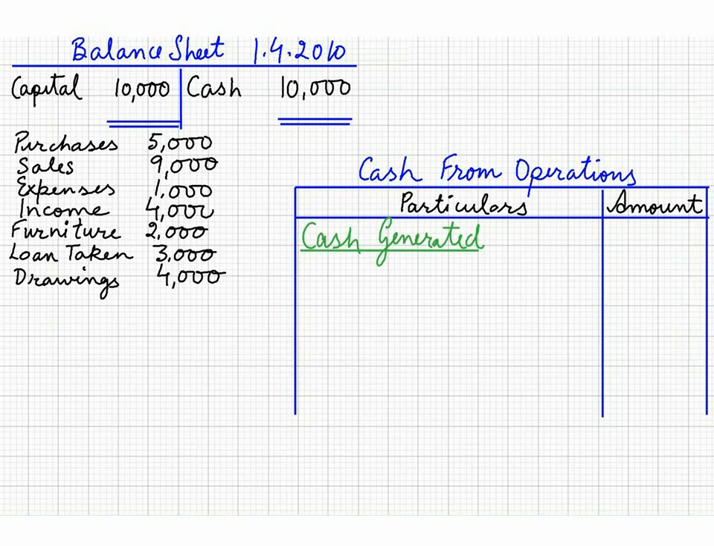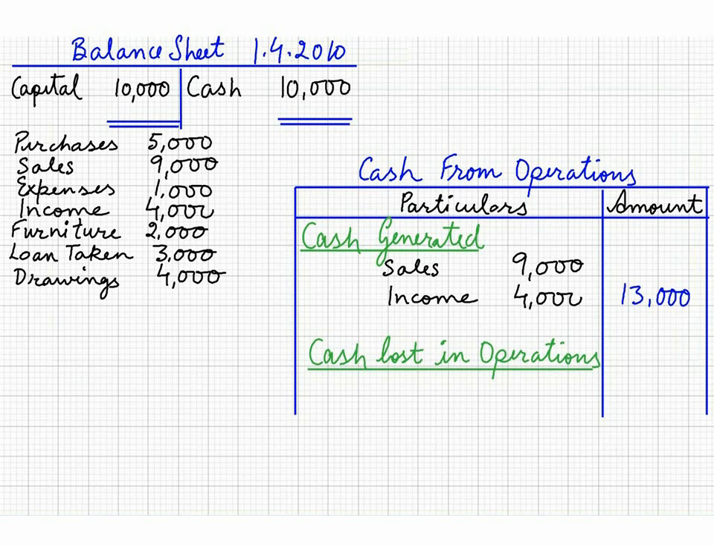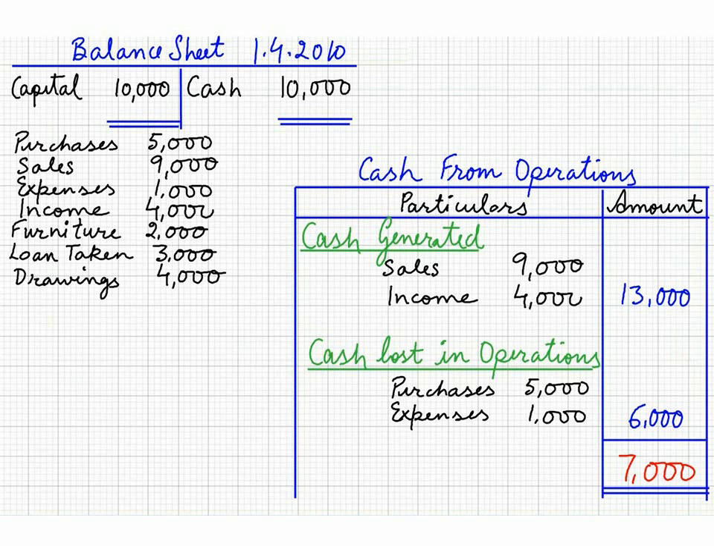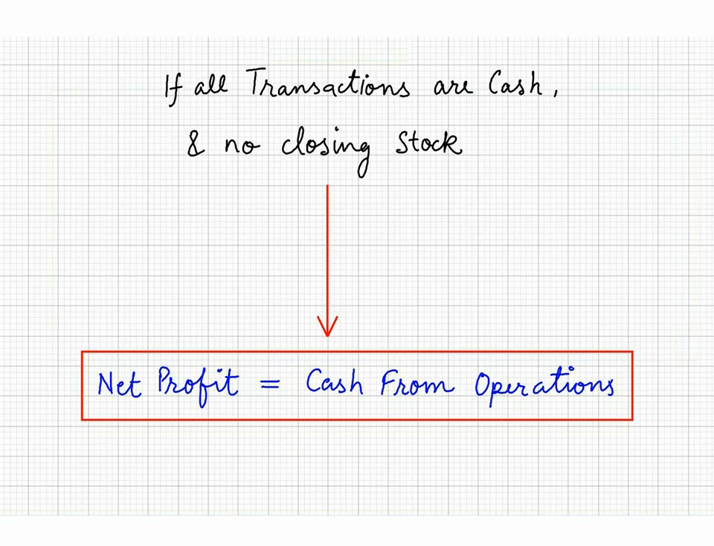Now cash generated: sales 9,000 and incomes 4,000, so total 13,000. Please write down in the outer column in the table. Now cash lost in operation: purchases 5,000, expenses 1,000, total 6,000. So 13,000 minus 6,000 is 7,000. This is the net cash from operating activities, or technically cash from operation, 7,000. And what is the value of net profit in this question? That's also 7,000. So there is no difference between net profit and cash from operation, provided all transactions are cash transactions and there is no closing stock.